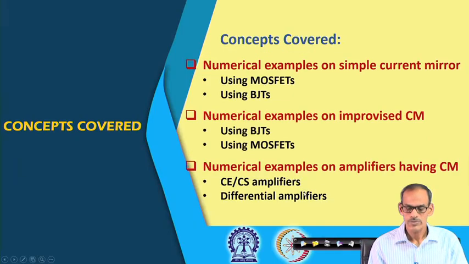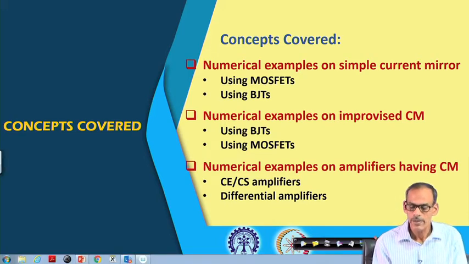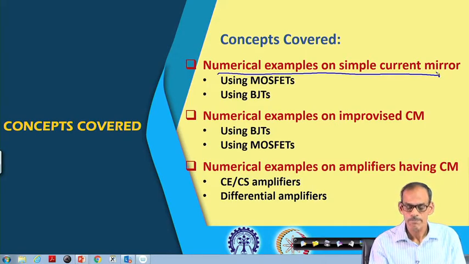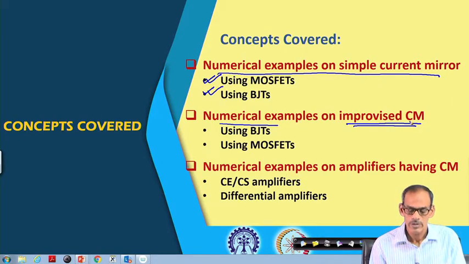So, the coverage of today's presentation is enlisted here. We shall start with numerical examples of simple current mirror. We may start with current mirror having MOSFET transistors, and then go for current mirror using BJT. Then we will move to numerical examples on improvised, more precision current mirrors, and there also we will have two types of circuits, namely one using BJTs and the other using MOSFETs.